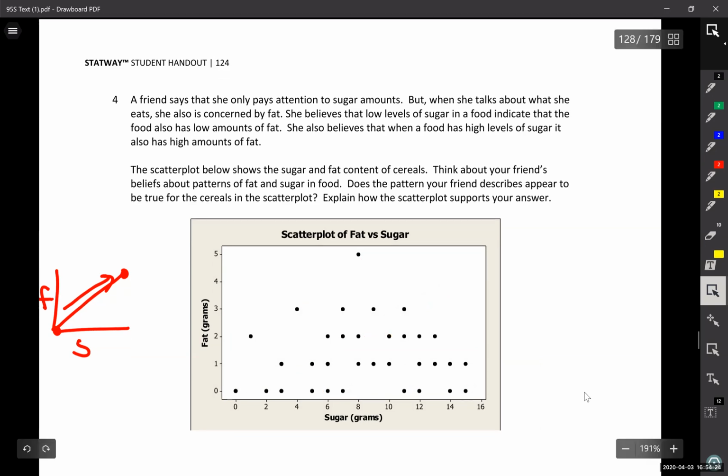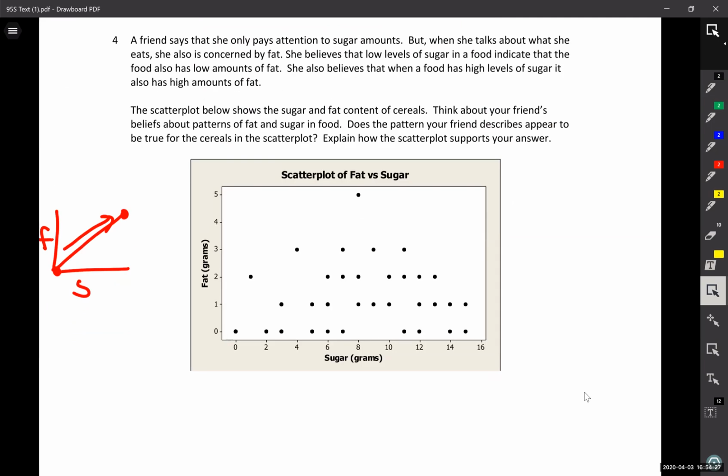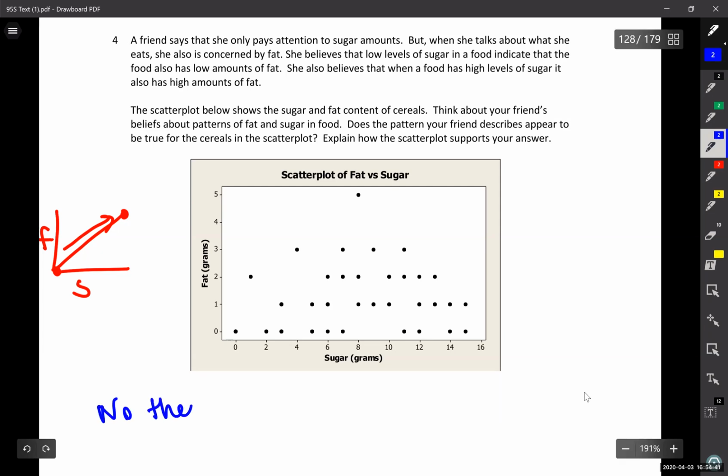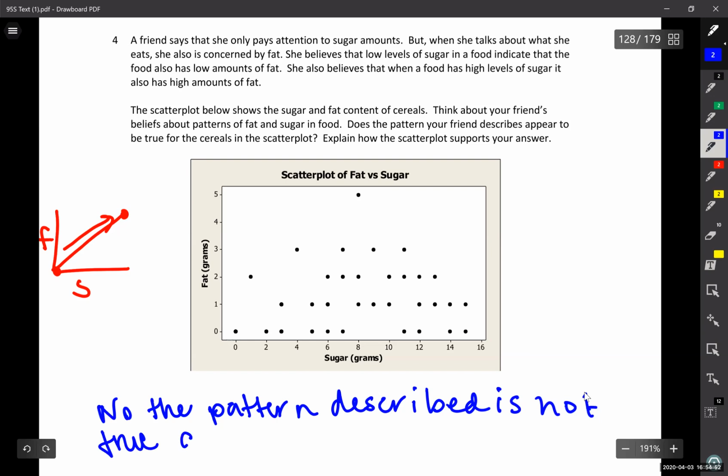So I'm going to say, oh, where am I going to say it? I guess I'll just say it right here. Does the pattern your friend describes appear to be true? No. The pattern described is not true, according to the picture, according to the scatter plot.